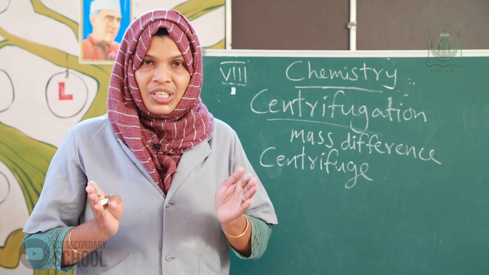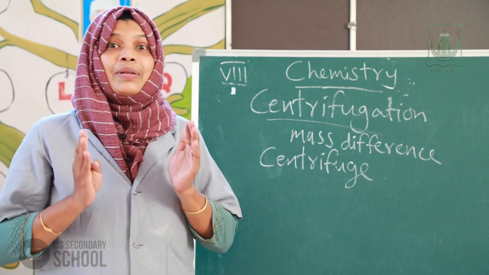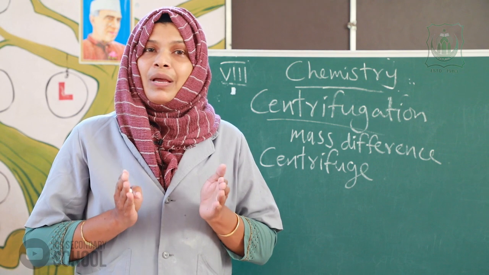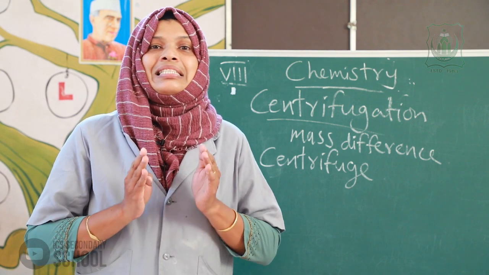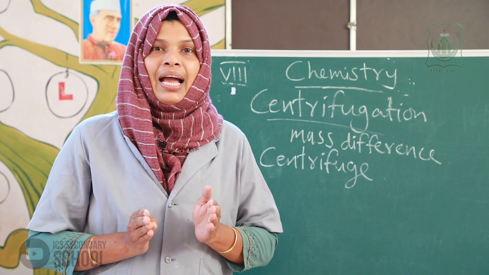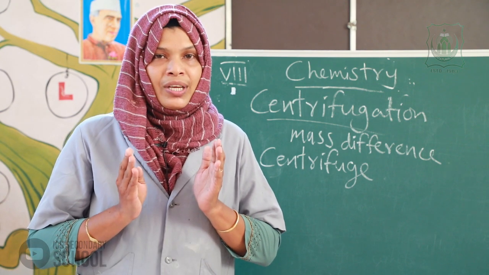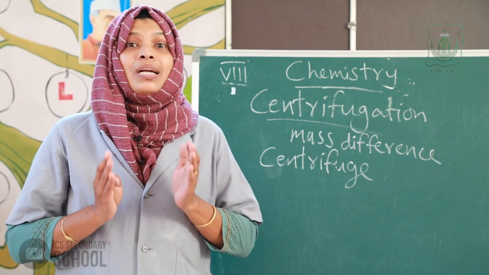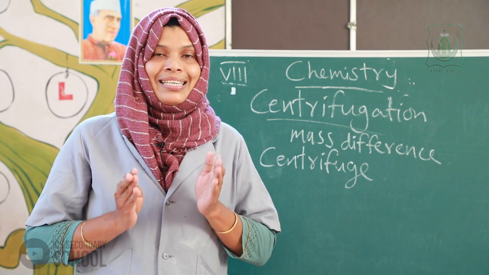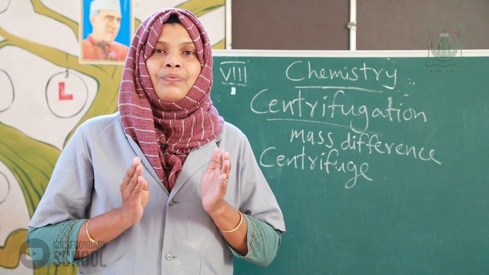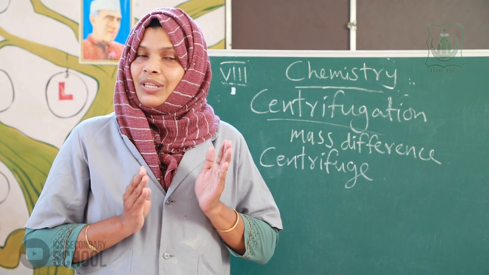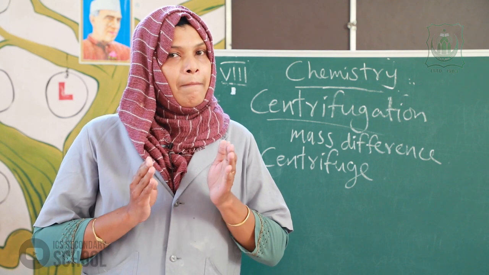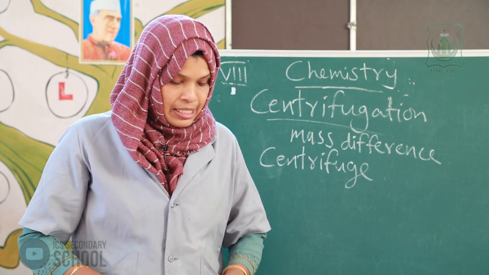What is meant by centrifugation? In order to separate insoluble particles in a liquid mixture based on their mass difference, a centrifuge is used, and the process is known as centrifugation. This method is also used to separate butter from curd. First we know that this method is used to separate blood cells from blood samples. Okay, the next method is chromatography.